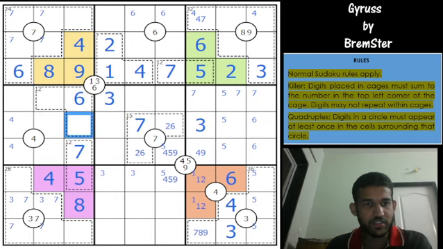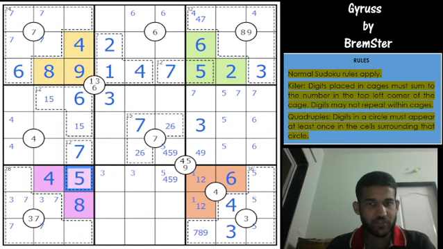So we know what is the 12 cage now. It needs 6 more, which can only be 1 plus 5. And 5 is here. So that's a 1, that's a 5. So 1, 4, 6, 9, 5, 7, 8. So we need 2, 3 for the column. And you have a 3 here. So that's a 2, that's a 3. Cool. Really cool.